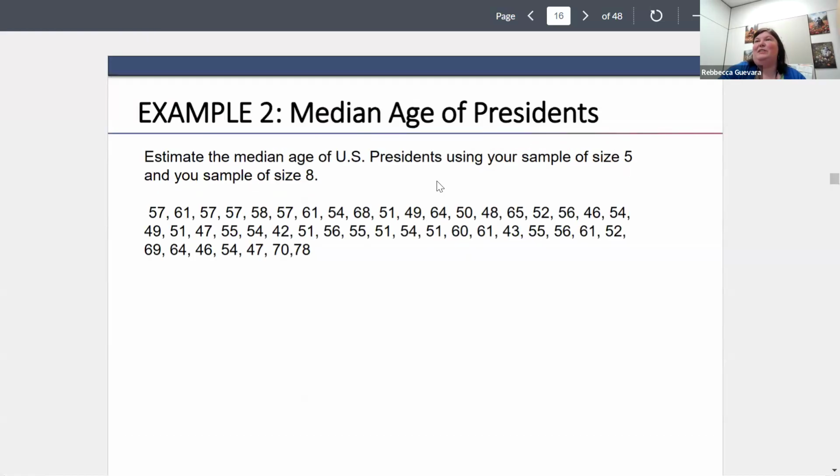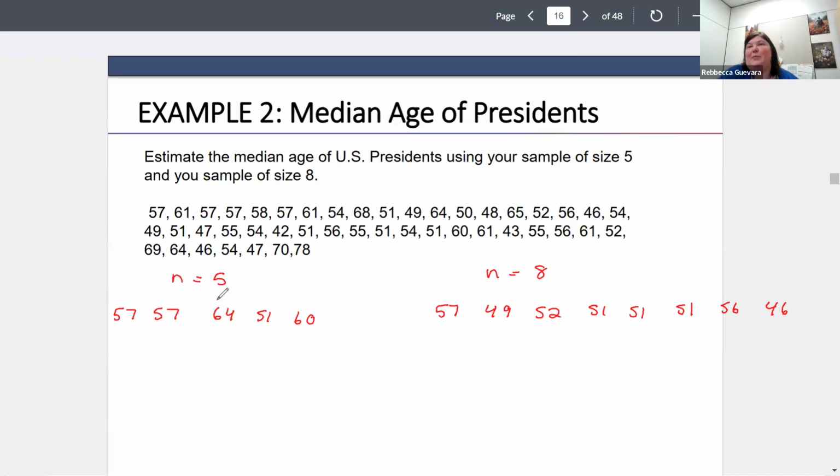So going back to the age of presidents again, using your samples of 5 and your samples of 8, I want you to go back and use those 2 samples and just find the medians for the samples that you took. Okay, so using the ones I had before, my sample of 5, I just order the ages from smallest to largest. And even if a value repeats, we just keep that repeating value. So if I reorder it, it goes 51, 57, 57, 60, and 64.